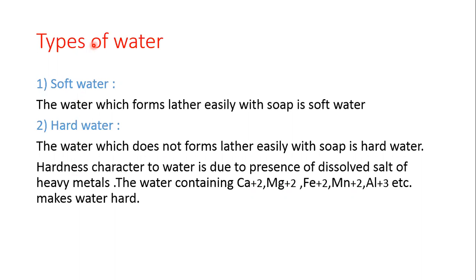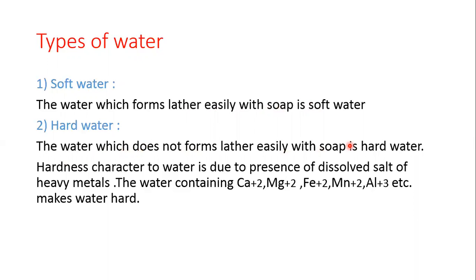Basically there is a very simple test that we can use to find out whether the given water sample is soft in nature or hard in nature. You can take the water sample and mix it with the soap solution. If the water produces lather easily with the soap solution, it is called soft water. And if water does not produce the lather easily with the soap solution, it is called hard water.